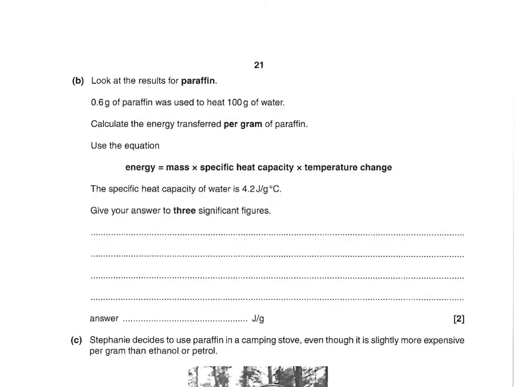So first put the numbers into the equation. Energy will equal the mass. Now the mass is of water, not of the paraffin, and that's the main mistake people make. So it's 100 times 4.2 for the specific heat capacity times the temperature change, which is 25. And that gives you 10,500 if you times those together.